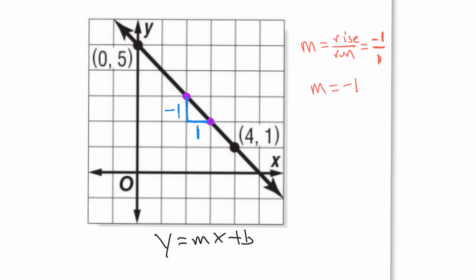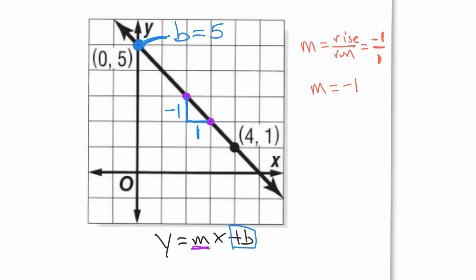So I got the slope, m, but now I need b. So b is the y-intercept, and we actually have it. B is right here, the y-intercept. That y-intercept is at +5. And you guys can actually look at the point (0, 5). Oh, the y is 5. Or from the origin, you can count 1, 2, 3, 4, 5. So b is +5. I got what I need.